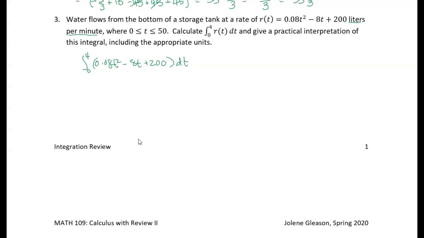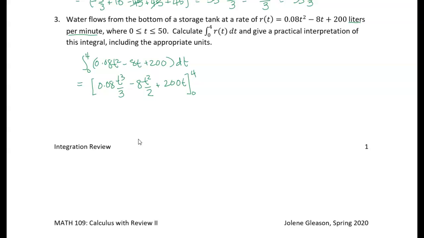So this is just a polynomial, so it's fairly easy to integrate. I'm just going to put brackets here and write the antiderivative. So I got 0.08, and the integral of t squared is going to be t cubed over 3, right? Just add 1 to the exponent and then divide by 1 plus the exponent. Then we have minus 8, and the integral of t is t squared over 2. And the integral of 200 is just going to be 200t. And we're going to evaluate that from 0 to 4.